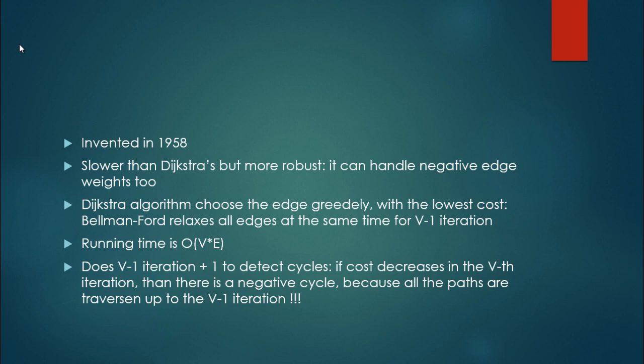So it does v-1 iterations plus 1 to detect cycles. If the cost decreases in the v-th iteration, then there is a negative cycle, because all the paths are traversed up to the v-1 iteration. So if the cost decreases, we know that there must be a negative cycle.